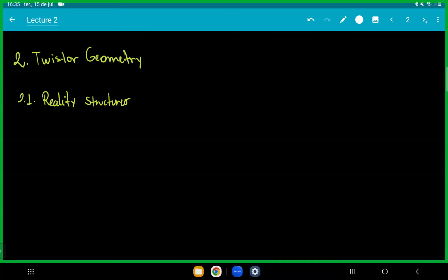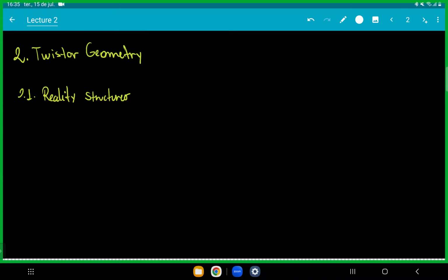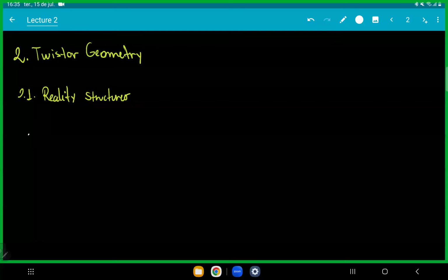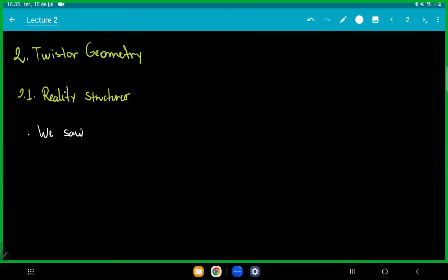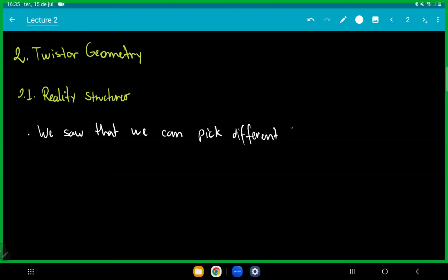So what we did, and let's be very slow with this part, because I know it can get confusing. I certainly had a hard time when I was first learning about this stuff. So let's take it easy. We saw that we could pick some different notions of conjugation. So what do I mean by this?